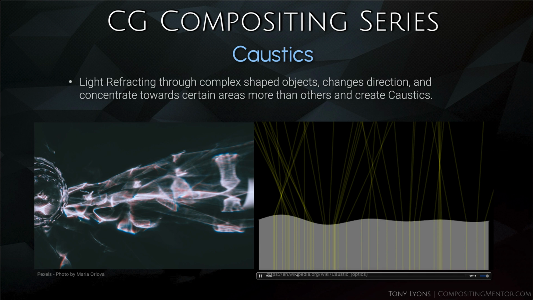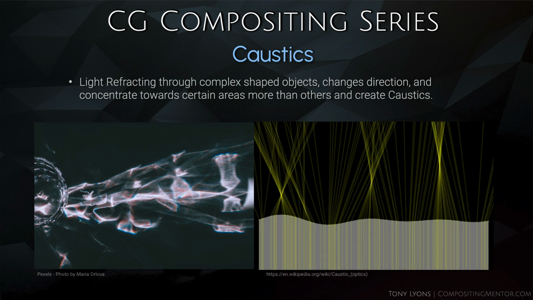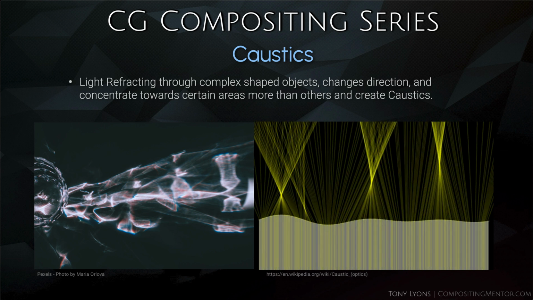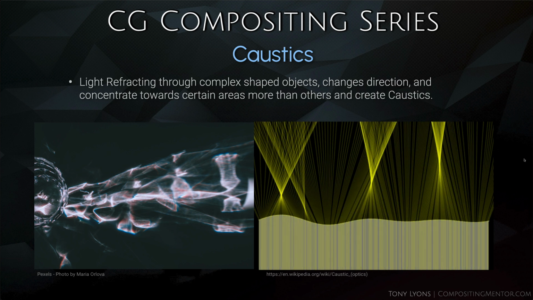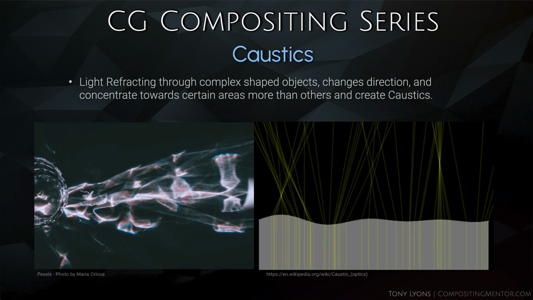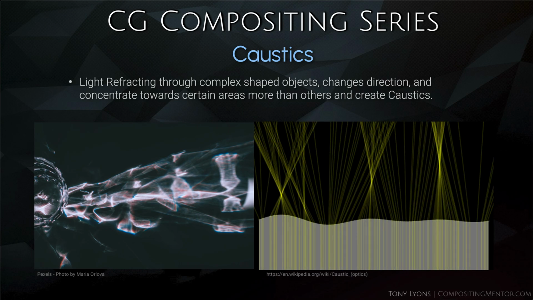Now let's talk about caustics. Light refracting through complex shaped objects changes direction and concentrates those lights towards certain areas more than others, and those create caustics. And I thought this was an amazing illustration on the right side, showing that the different angles of the light entering, they're causing them to focus on different points, and that's the bright points that we're seeing when we're seeing light passing through a glass of water or something.